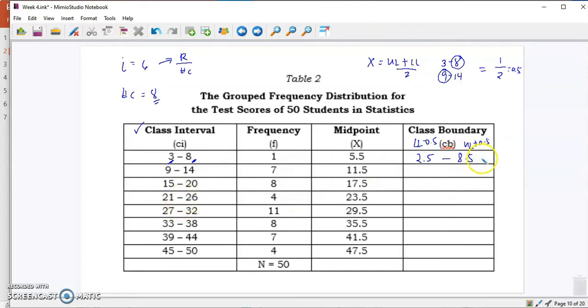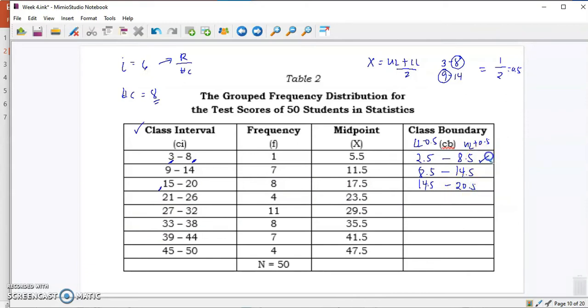That's for the first class interval. Let's go to the second class interval. We need to do the same. So it's 9 minus 0.5, which is 8.5, until 14 plus 0.5, which is 14.5. Let's continue with the third class interval. The lower limit is 15, so 15 minus 0.5 is 14.5, until 20. Adding 0.5 to 20 gives 20.5.